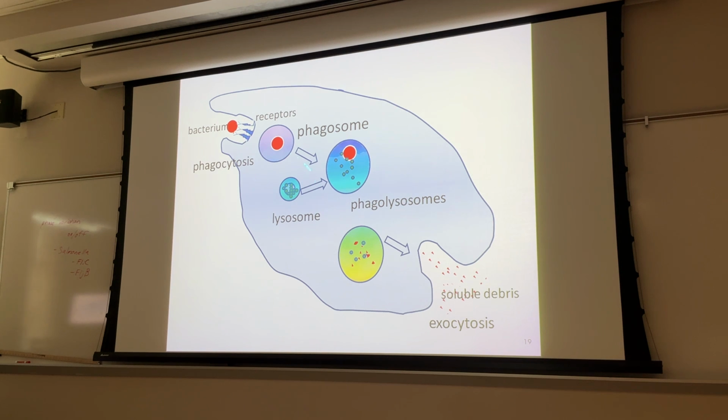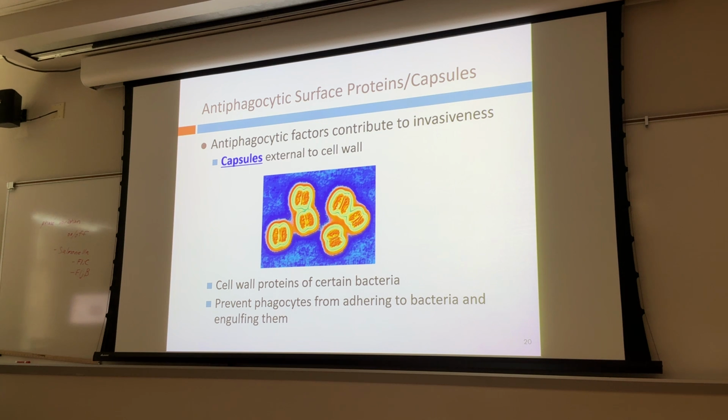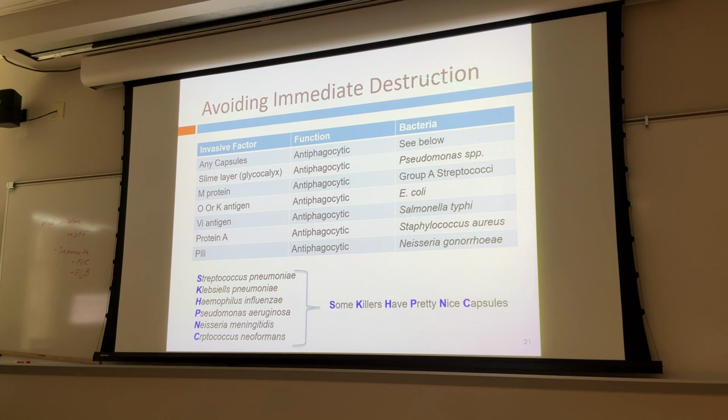What this looks like: bacteria get taken in, and the phagosome and the lysosome fuse to make a phagolysosome. In theory, the bacterial cell gets broken down, those pieces get presented on the cell surface, and the rest just gets exocytosed. Capsules we've talked about, so we don't need to talk about them again. You see different things here that allow all these different bacteria to avoid being destroyed.